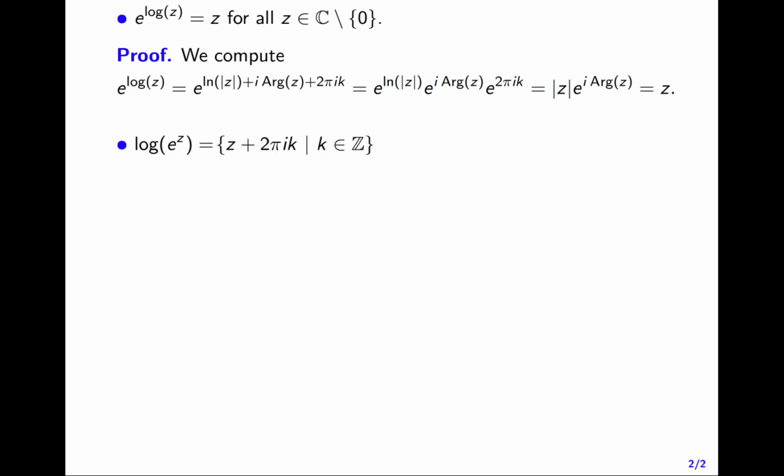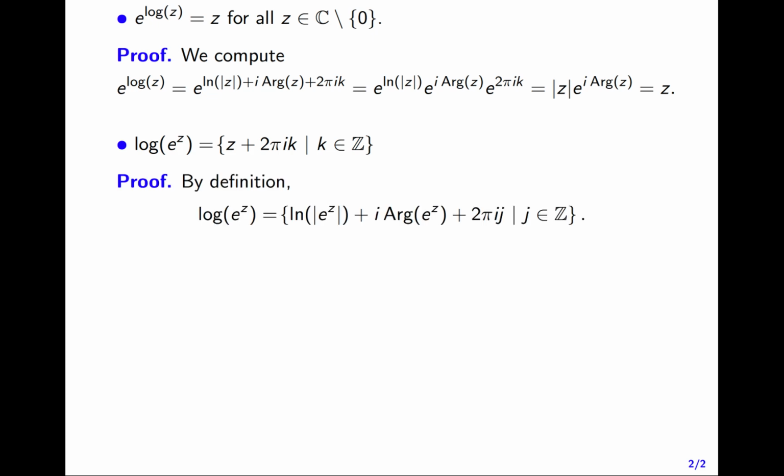Conversely, log of e to the z is equal to the set z plus 2 times pi times i times k for k an integer. This is a set with countably infinite many values. This is not a singleton set. So let's see what's different here.